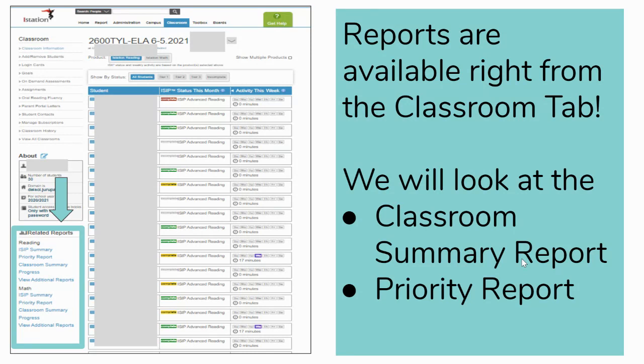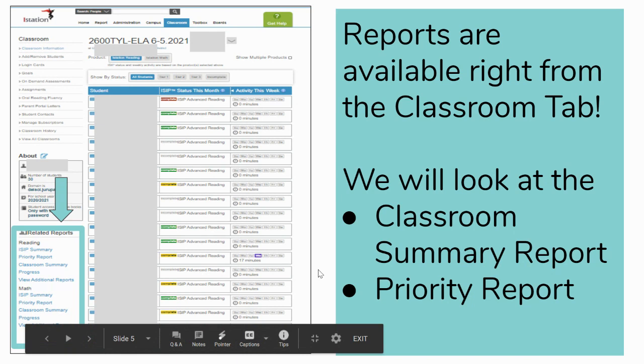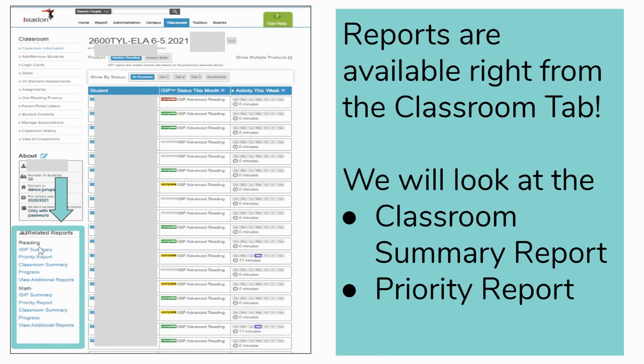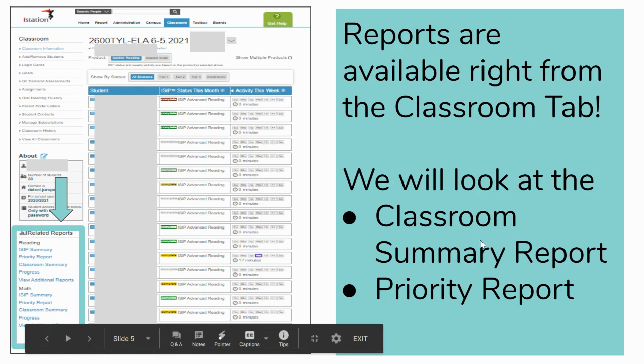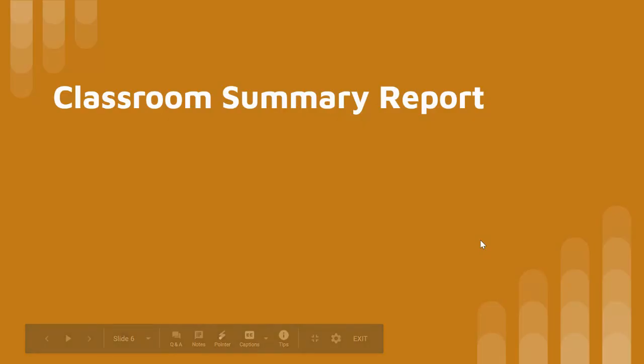So just a quick reminder, these reports that we're going to be looking at are available right here from the Classroom tab. iStation already knows which reports are most popular with teachers, and so they've put them right here on your classroom page. You can see them in this blue box. You can see which reports are available for reading as well as for math. So we're going to take a close look at the classroom summary report.